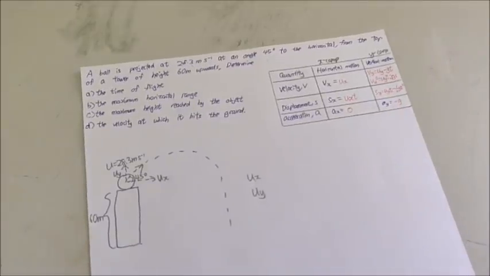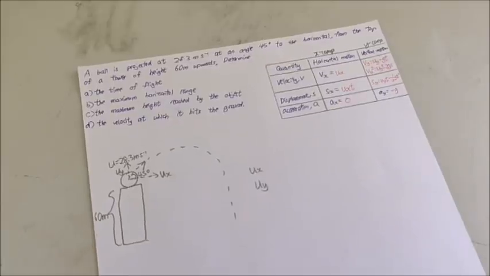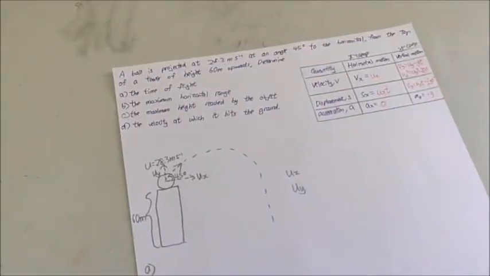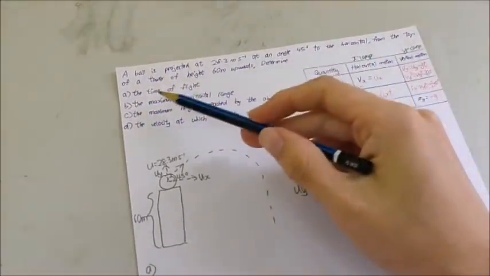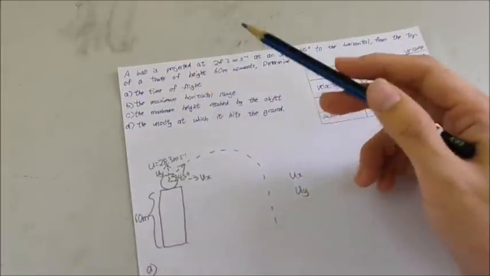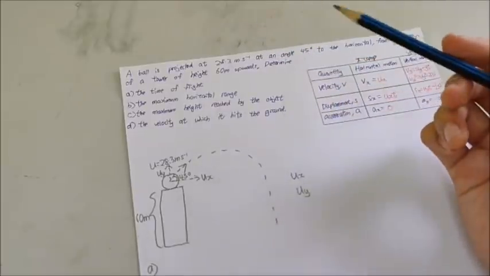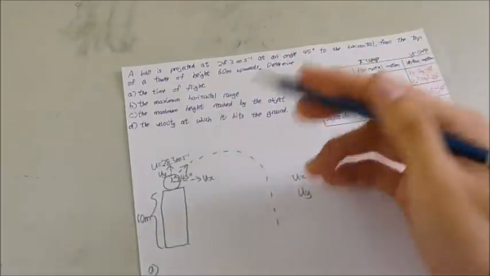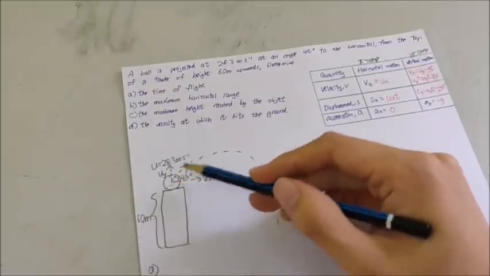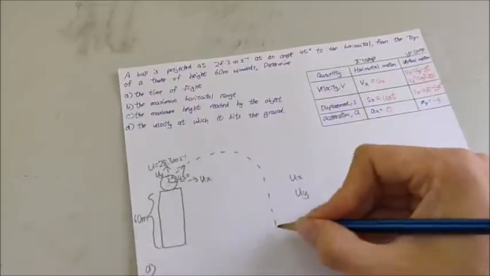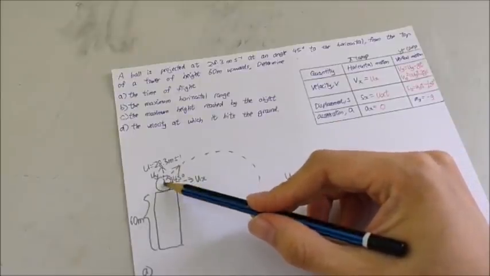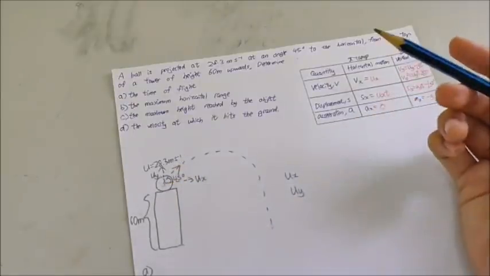Alright, so let us see the question part A. Part A, the question: determine the time of flight. Okay, what is the actual meaning of time of flight? The time of flight basically means the whole journey, the time taken for the whole journey before reaching the ground. What does it mean? Basically, the time taken for the ball from the starting point to the ending point. All right?